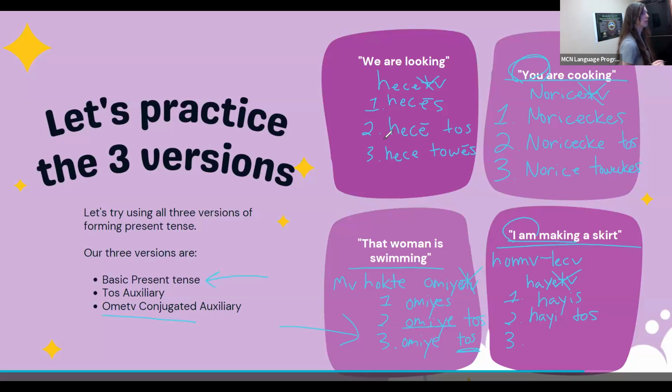And then last but not least, for omada conjugated auxiliary. What would that one look like? That's the one where the first verb isn't really messed with. The omada is messed with. So how does that one look? Any guesses? It's gonna always start with that verb root. It's gonna start the same root. Haydoes. Nice. How you doing?